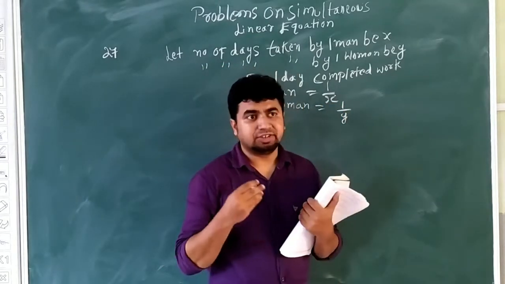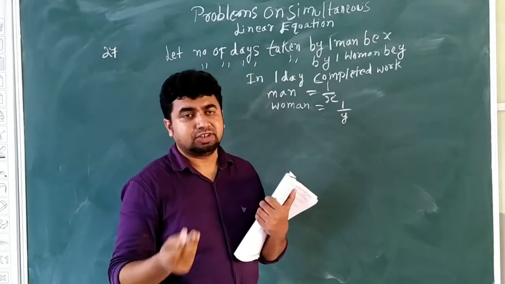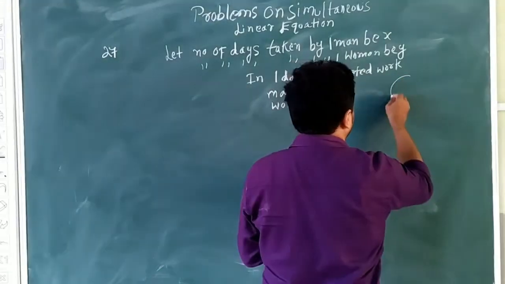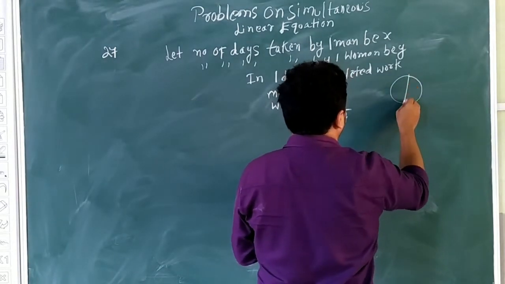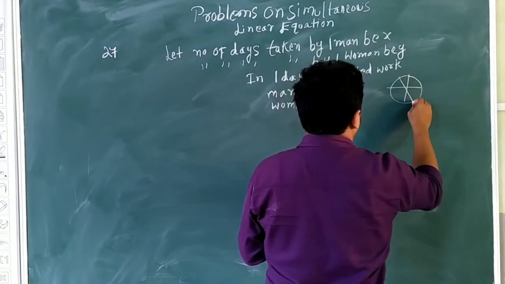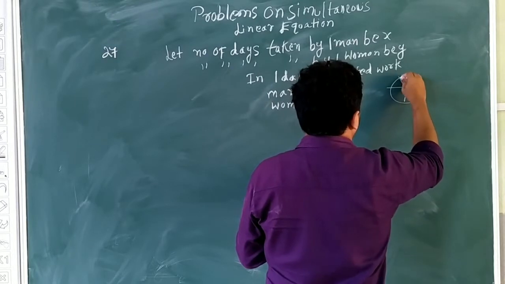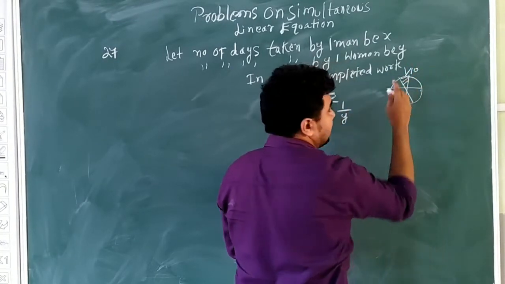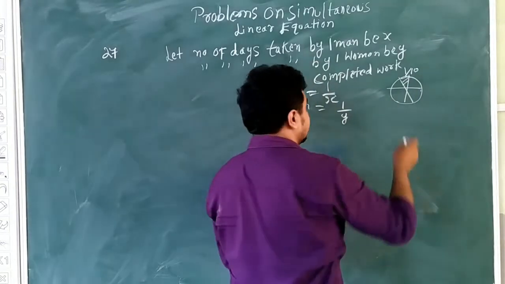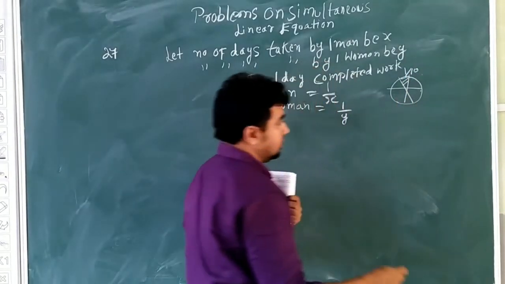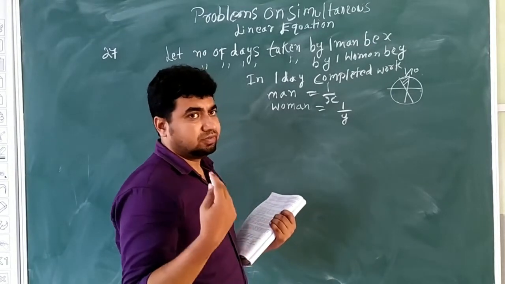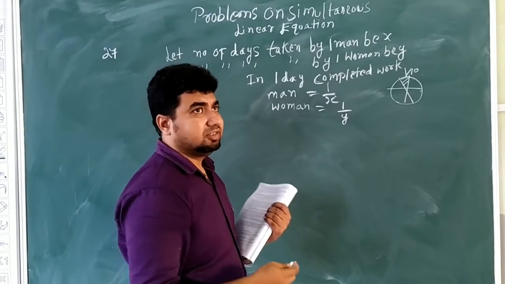Suppose a man is taking 10 days. So in 1 day, how much work will he be doing? 1 by 10. Means 10 days he is taking, so we divide the work in 10 parts. One part will be completed in 1 day, 1 by 10. Out of 10 parts, 1 part is completed. If it is taking 10 days to complete a work, in 1 day 1 by 10 of the work will be completed.